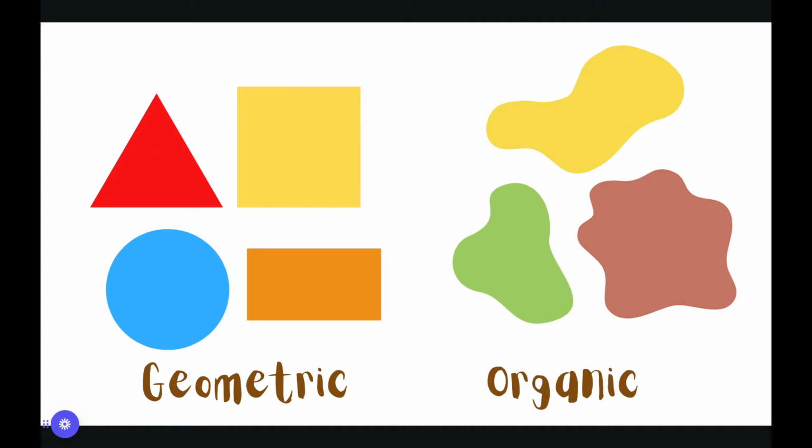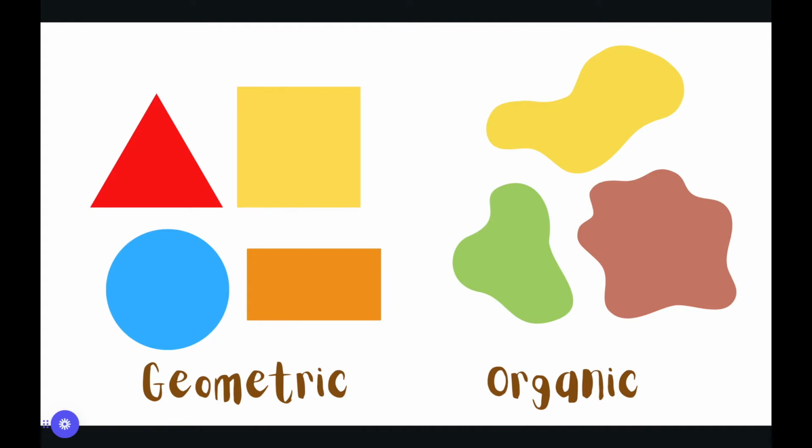Okay, so geometric shapes. Geometric shapes are like we see on the left side of your screen. These are shapes that we often see in math. So the definition of geometric shapes is a shape that can be described with math. So here's some examples. We have a triangle, a square, a circle, and a rectangle. And there are lots more. We can have an octagon or a hexagon or an oval. All of those would be considered geometric shapes.